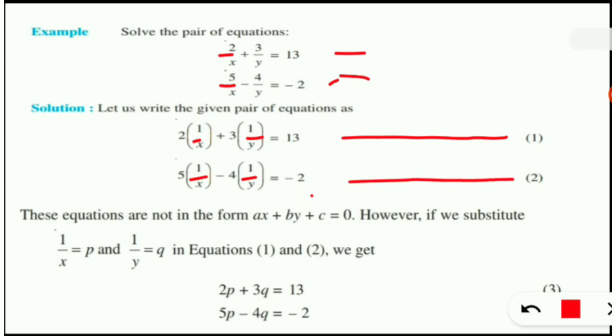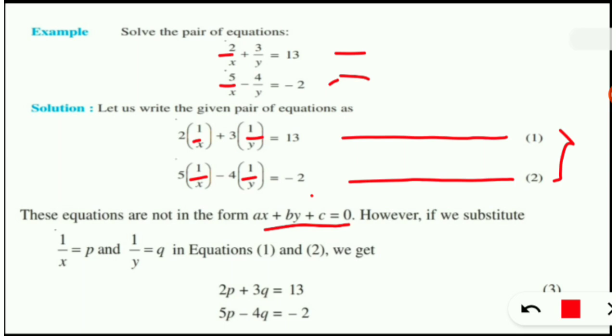Now see, 2 into 1 by x plus 3 into 1 by y equals 13 and 5 into 1 by x minus 4 into 1 by y equals minus 2 are not linear equations. Why? Because these two equations are not in the form ax plus by plus c equals 0, since here we have 2 into 1 by x plus 3 into 1 by y. That's why these two equations are not linear.